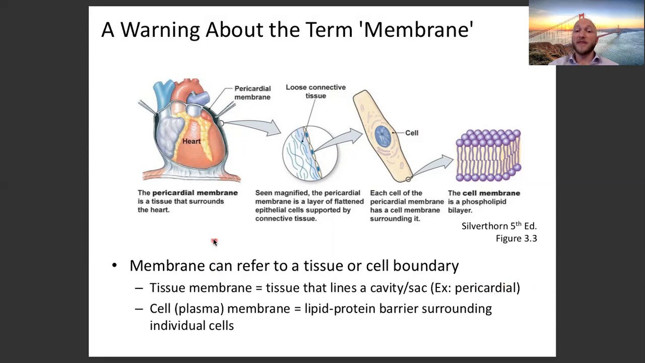When talking about cells, it refers to the cell boundary. So a cell plasma membrane, which is a lipid protein barrier surrounding individual cells. So it's a barrier made up of lipids and proteins that surrounds a cell, and it separates outside from inside. Anything inside this lipid protein membrane is inside the cell. Anything outside this lipid protein barrier is outside the cell. So make sure that doesn't get you mixed up.